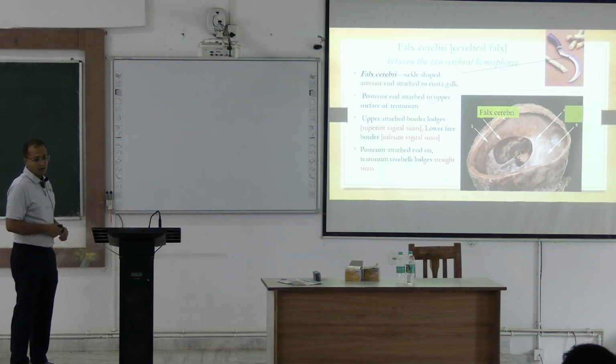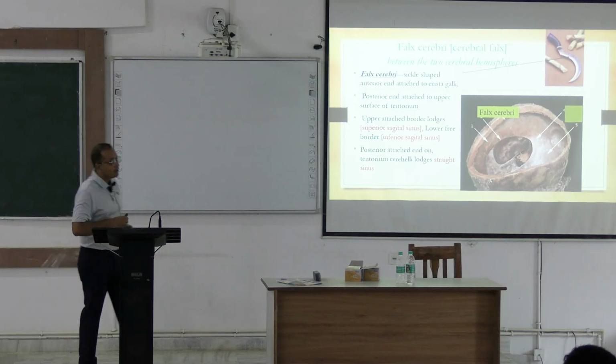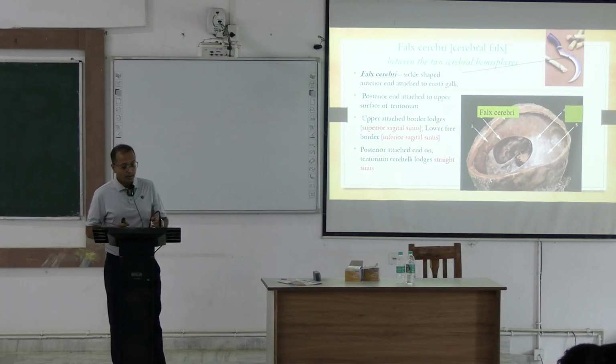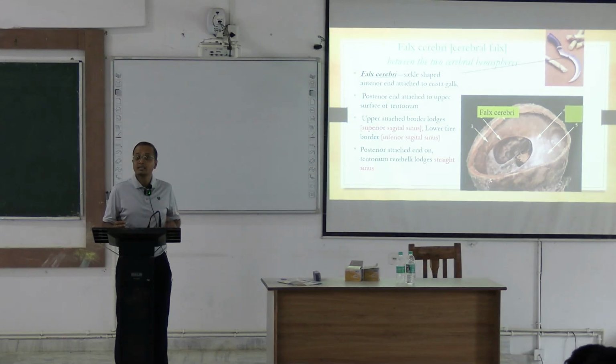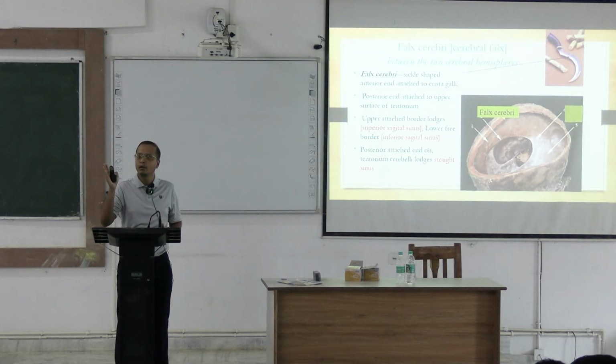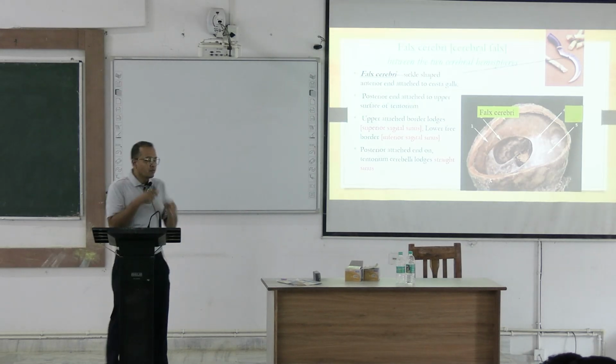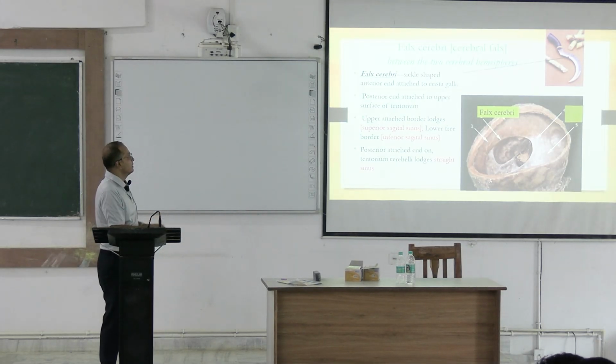First one, Falx cerebri. This particular Falx cerebri is a meningeal fold that is lying between the 2 cerebral hemispheres. We have the 2 halves of the brain, right half and left half. Between them, this meningeal fold is getting in. It looks like half of a moon, sickle shaped. Like a sickle. So, half of a moon.